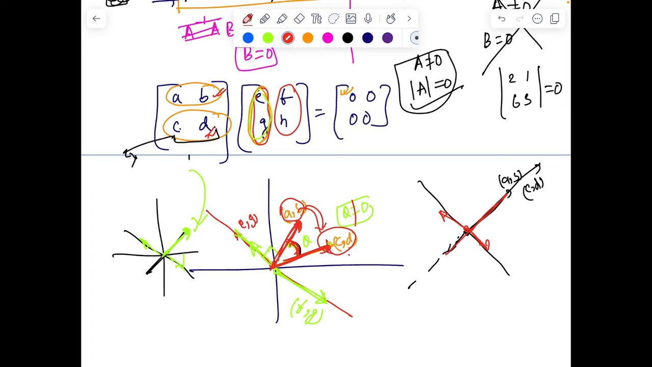AB or CD, both are in different directions. Okay? Because if they are non-collinear, definitely the determinant will be non-zero for the 2 cross 2. Now if these two are in different directions, okay? Then the second matrix has to be 0. Why does it have to be 0? Because EG must be perpendicular to AB and FH must be perpendicular to CD. That cannot happen.